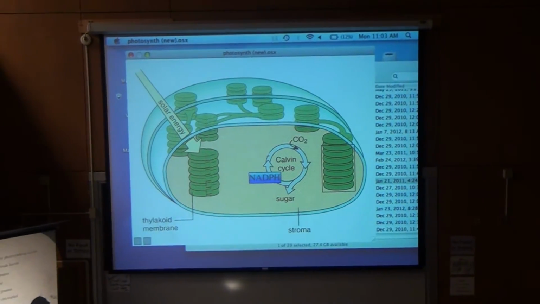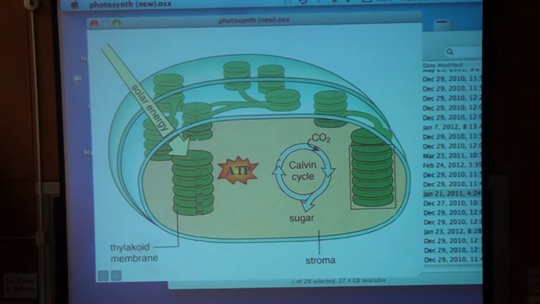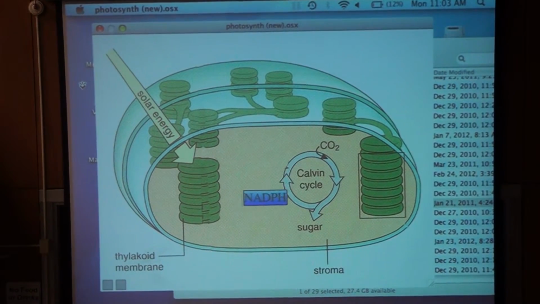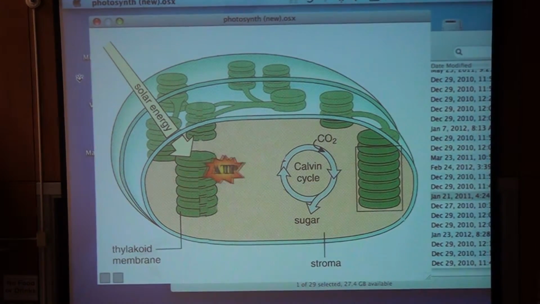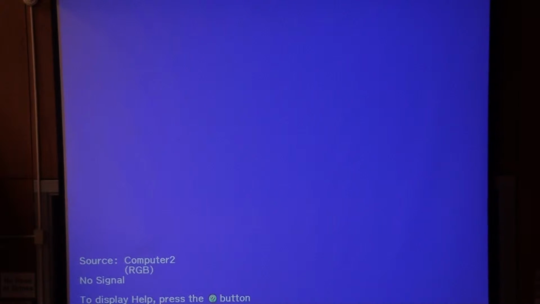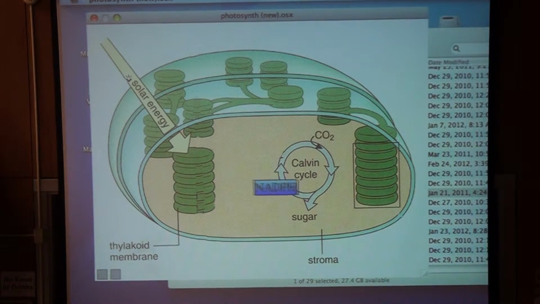And the chloroplasts have three membranes. There are two smooth membranes on the outside of the chloroplast, and those together are called the envelope of the chloroplast.